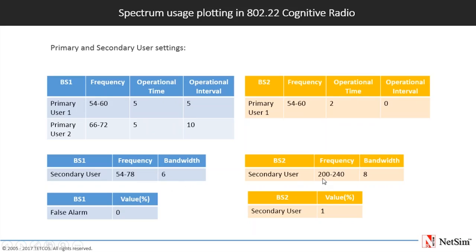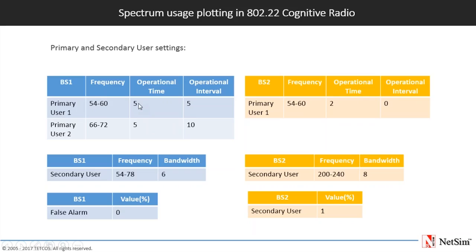Similarly, the secondary user in base station 2 operates between 200 to 240 megahertz with a band of 8 megahertz for each channel. So the channel set would be 200 to 208, 208 to 216, 216 to 224, 224 to 232 and 232 to 240, 5 channels. We have just chosen this at random.